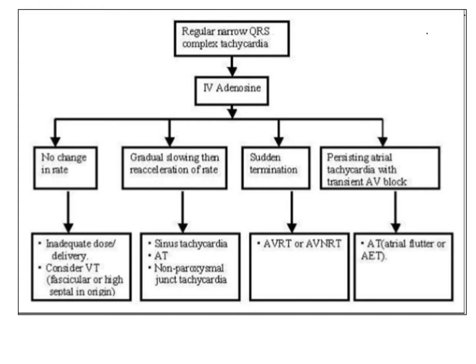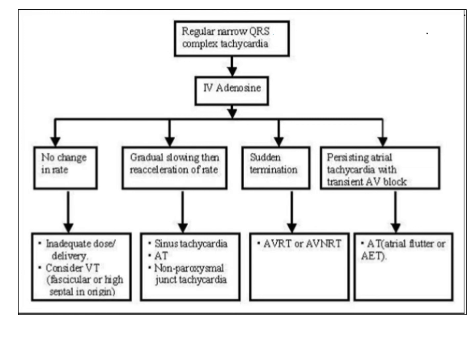This algorithm shows how response to IV adenosine can give diagnostic clues. If there is no change in rate, it could be because of inadequate dose or too slow delivery of adenosine. It can also occur in ventricular tachycardias, specifically fascicular or high septal origin VTs, which are more likely to be confused.